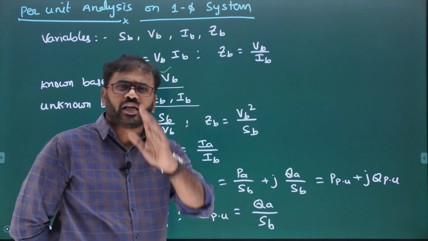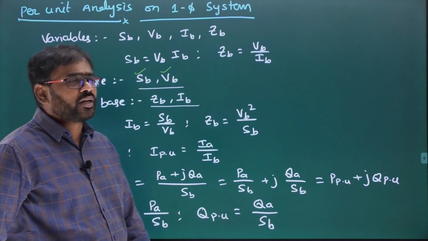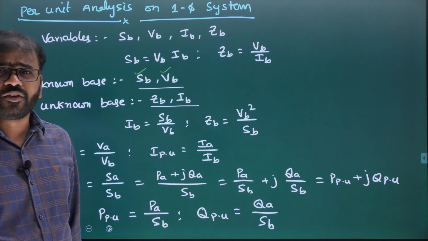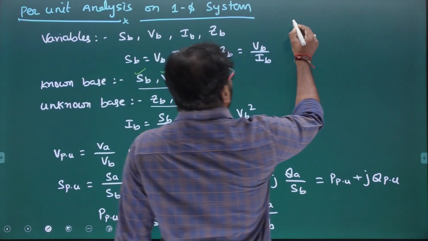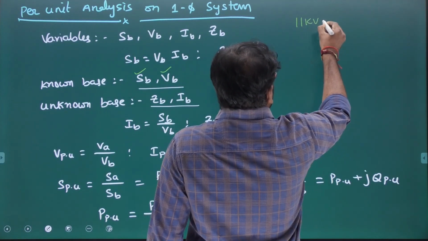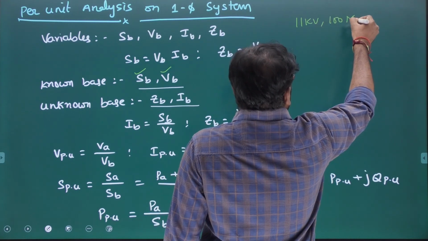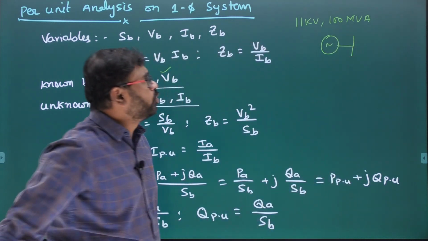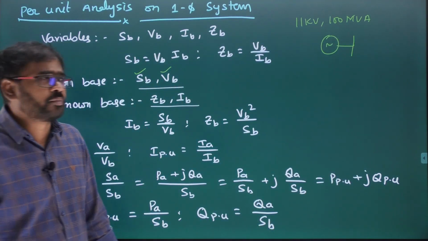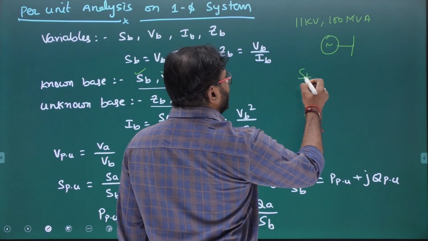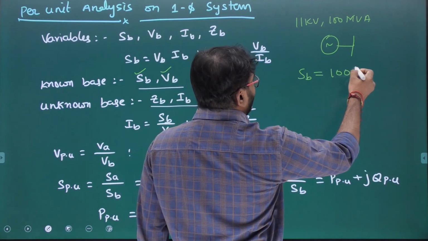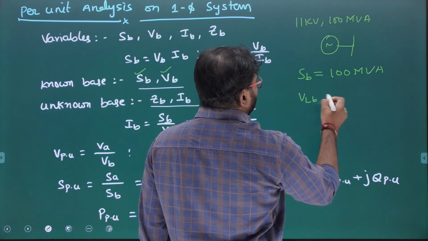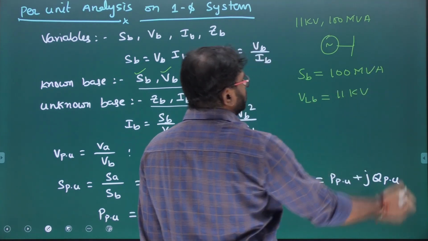Common for every electrical equipment in power system. What are the two ratings? Apparent power and what? Voltage rating will be given. For example, let's say 11 kV, 100 MVA synchronous machine. There is a synchronous generator whose rating is 11 kV and 100 MVA. So directly you know the S base, that is 100 MVA, and directly you know the line voltage base, that is what? 11 kV. Correct or not?